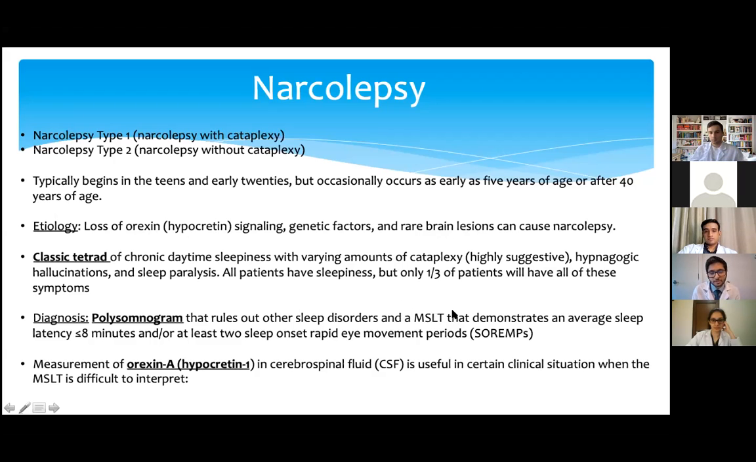The important one in this particular condition is the multiple sleep latency test, which demonstrates an average sleep latency of less than 8 minutes, that the patient falls asleep within 8 minutes, and at least 2 sleep onset rapid eye movement periods, which our patient did have. The other diagnostic measure is the orexin A or hypocretin 1 in the CSF. It's also useful when the multiple sleep latency test is negative, maybe because the patient did not sleep well, or was disturbed the night before. If you're suspecting anything else, you might get this measure as well to confirm narcolepsy.